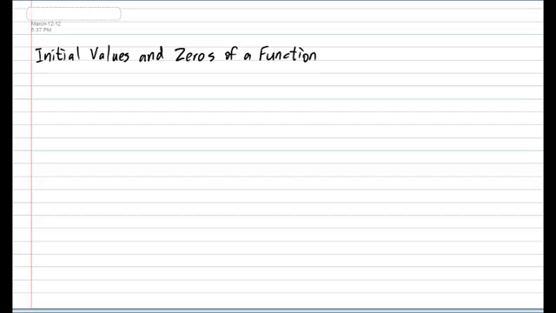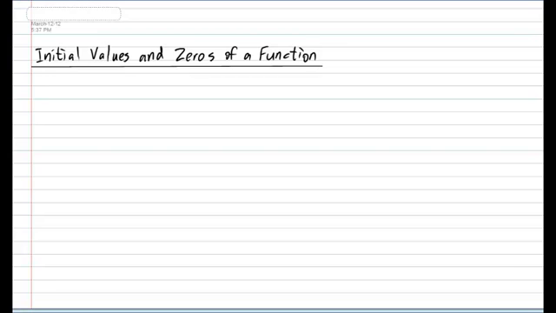Hi everyone. Today we're going to be looking at what is meant by the initial values and the zeros of a function. I think for the most part, today's class is going to end up being a review of these expressions. So, in your notebook please, today's subtitle, please put down initial values and zeros of a function.